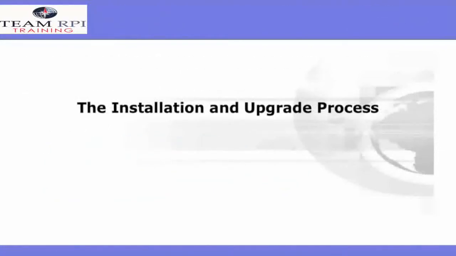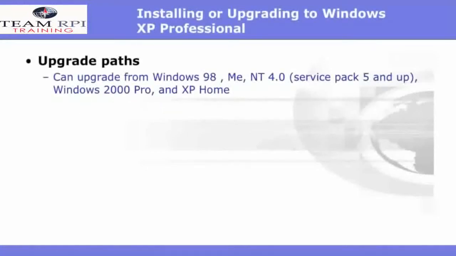Next, we'll walk through the installation and upgrade process. Understand that you have several upgrade paths within the Windows environment. For instance, you can upgrade from Windows 98, Windows ME, Windows NT 4.0 as long as it's Service Pack 5 and above, Windows 2000 Pro, and XP Home.